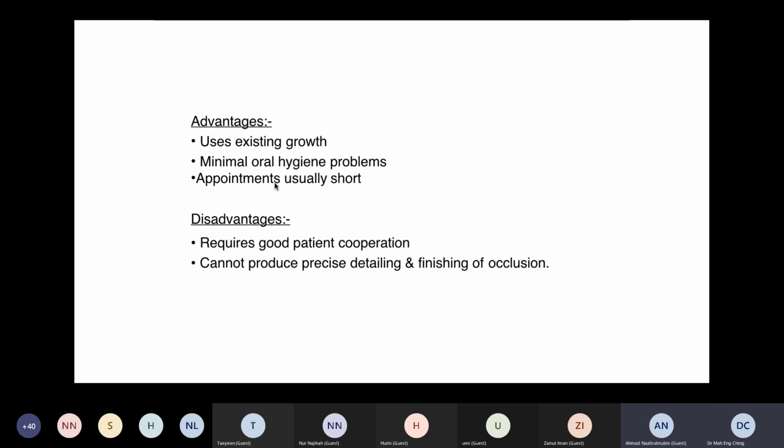So what are the advantages? We use the assisted growth. So these jaw or growth modification appliances use the assisted growth. Minimal oral hygiene problem, because it is removable, you can remove it to brush your teeth, so it does not interfere with your brushing. Appointments are usually short. Then the disadvantage is that it requires good patient cooperation. This one we also mentioned before. Then it cannot produce precise detailing and finishing of occlusion. So when it comes to precise detailing and finishing, you need a fixed appliance.